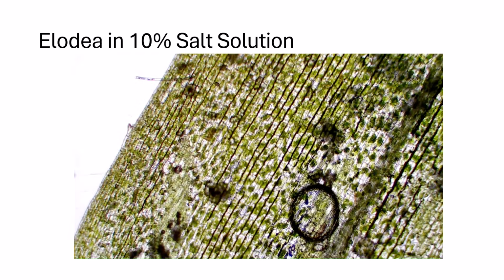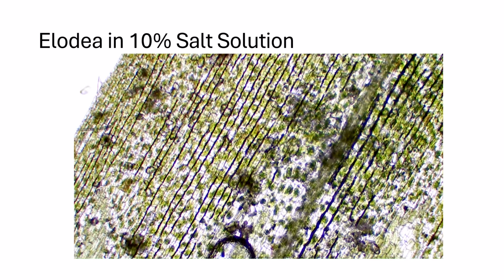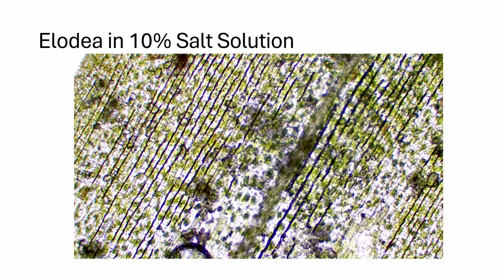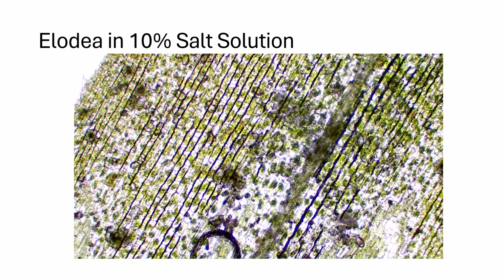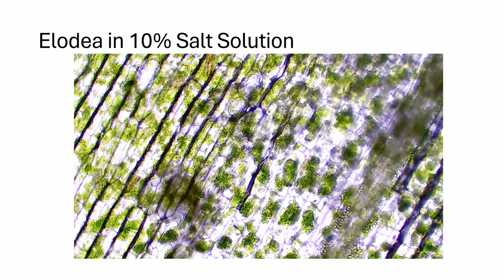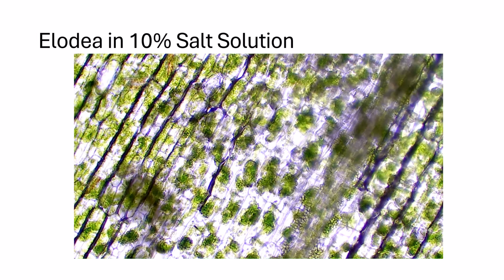This video clip is a few minutes after I added a couple of drops of 10% salt solution at the edge of the slide cover. You can see under the low power that the chloroplasts are bunched up in each cell as the central vacuole releases its water as a way to balance the solute concentration. As I move up to a higher power, this should be seen even more clearly.